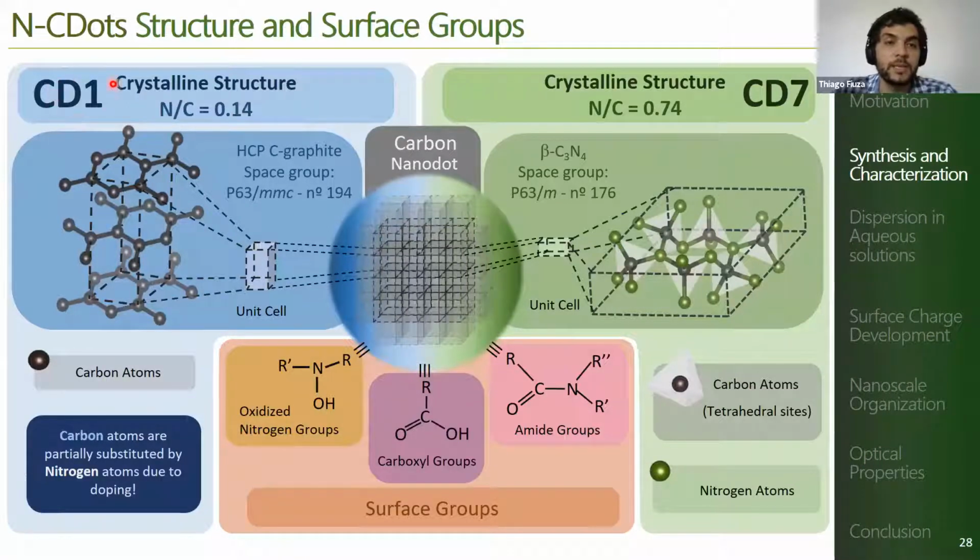The CD1 sample we consider here is because this synthesis is done with different amounts of nitrogen and carbon regulated by the precursor solution, which is urea and citric acid. In low quantities of nitrogen, we see that the internal structure of the carbon dot is graphitic. And with an increase of nitrogen, there is a change in the structure to become beta C3N4. We will here call it CD7. In both situations, we have oxidized nitrogen groups, carboxyl groups, and amide groups, in which their quantities might also change between these two nanoparticles.